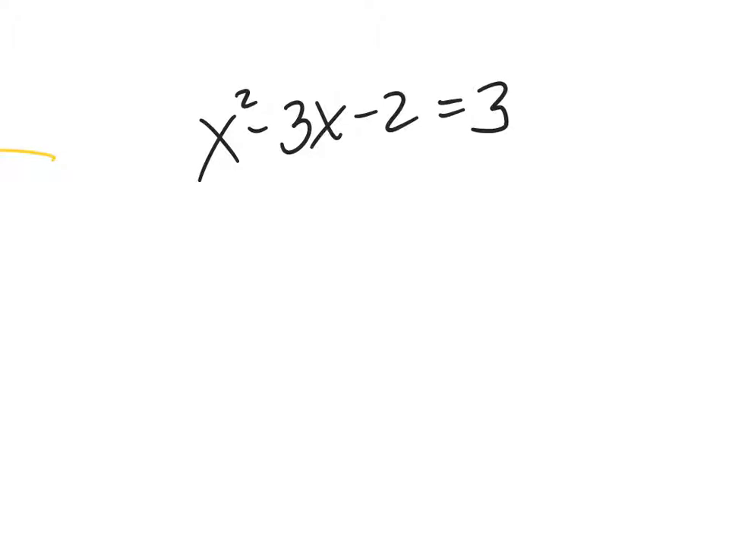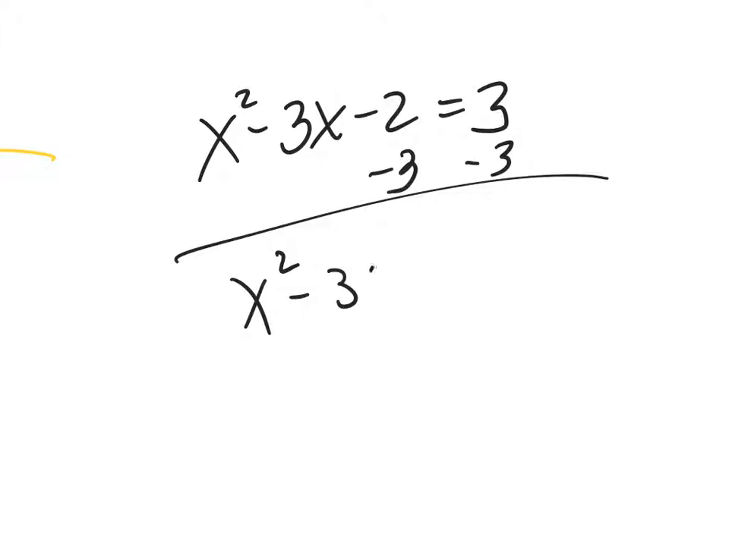What's your first step? Subtract 3 from both sides. Can you tell me why we should subtract 3 from both sides? Yes. Because we have to set it to 0. So many people don't know that. I'm happy you do. Why do we have to set it equal to 0?